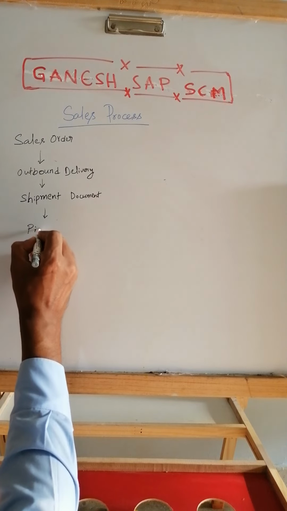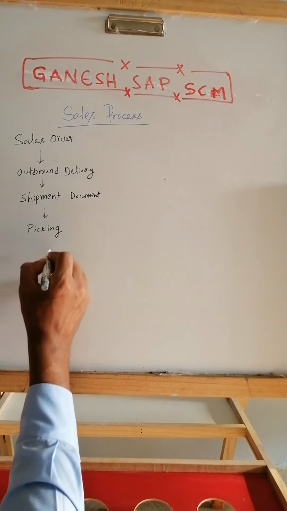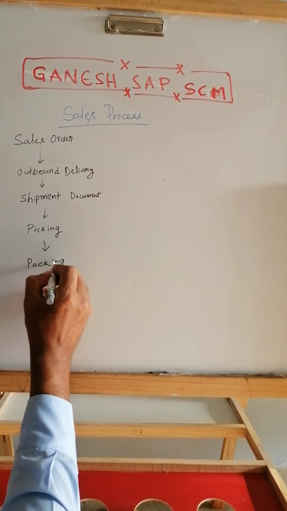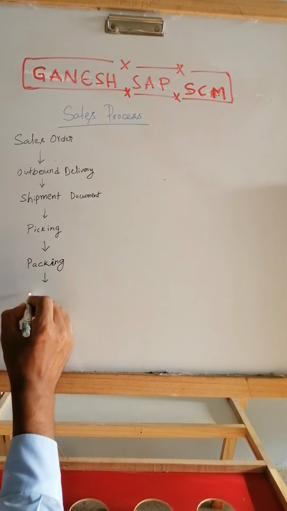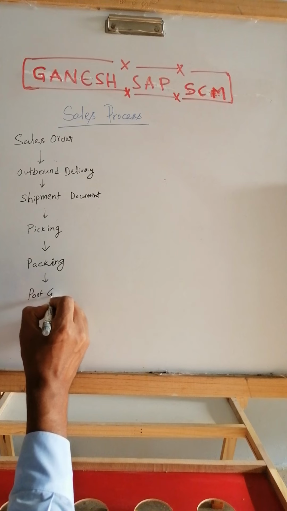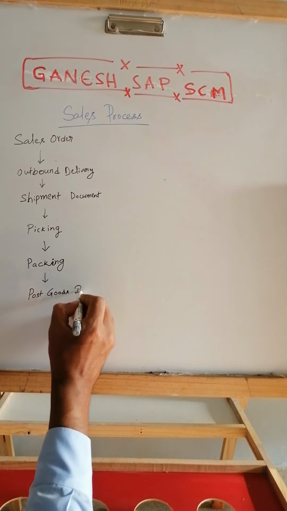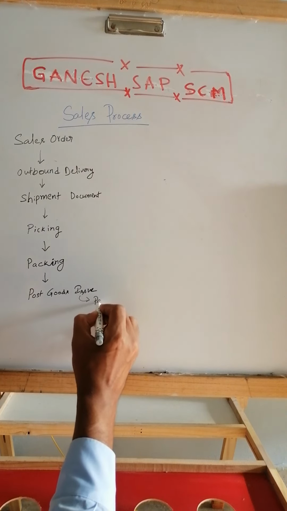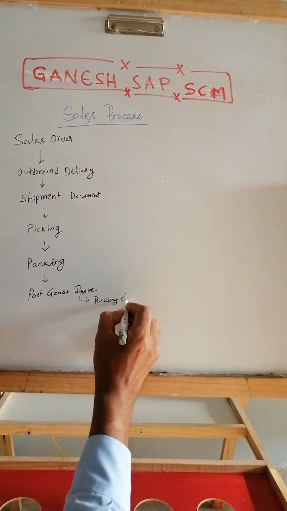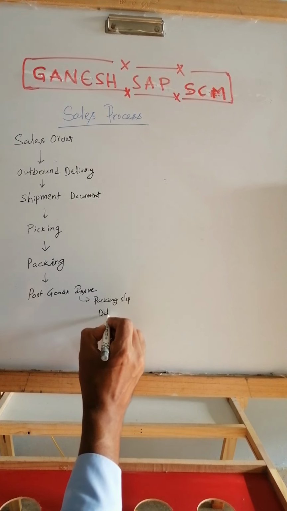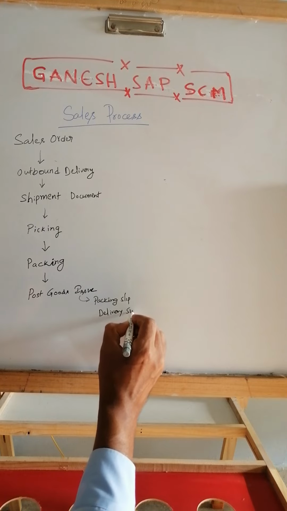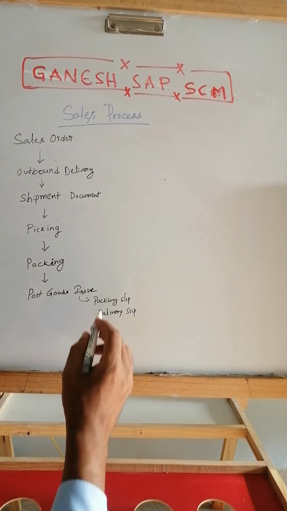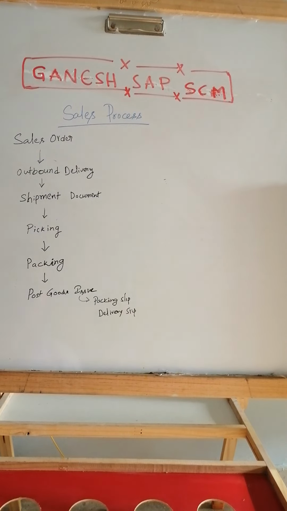After that, do the picking, then packing, then post goods issue. During post goods issue, they can print documents like the packing slip. A few companies may call it a delivery slip. The delivery slip or packing slip can be printed from either the shipment document or the individual deliveries. Mostly when they use shipment, they print from the shipment document because it gives a consolidated printout.